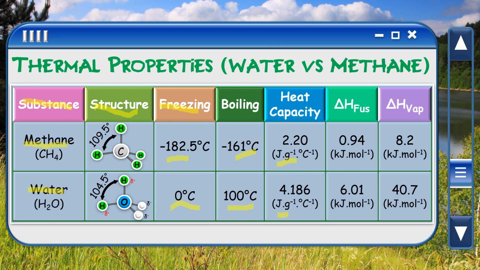When you look at the heat of fusion, methane is 0.94 kilojoules per mole, whereas water is 6.01 kilojoules per mole. For the heat of vaporization, methane is 8.2 kilojoules per mole, and water is 40.7 kilojoules per mole. So water has a higher thermal property compared to methane.